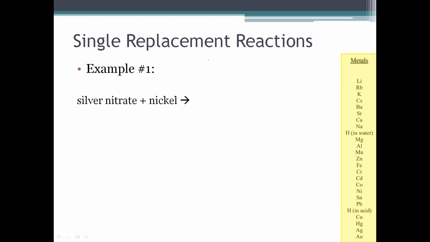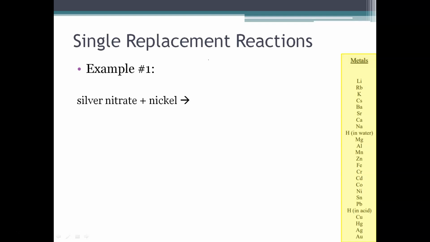You can write these down somewhere in your packet on the lab or on a piece of notebook paper, but you need to know how these work. So example number 1 says silver nitrate plus nickel. Of course you categorize that as a single replacement reaction, because silver nitrate is your compound and nickel is your element. As soon as you know it's single replacement, you want to find your yellow cheat sheet, your activity series, and let's see how it works.